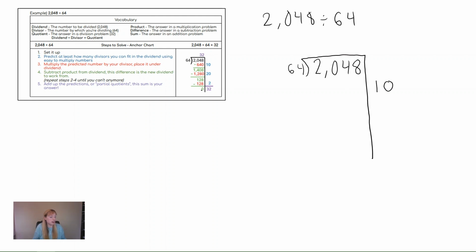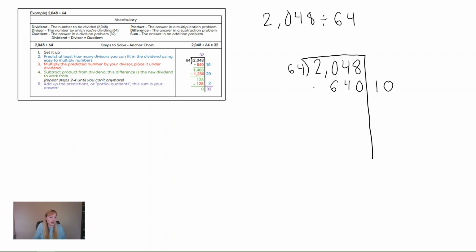I'm going to move to step 3. Multiply the predicted number, 10 in this case, by my divisor, 64, and place it under the dividend. All right, so 10 times 64, we know that that's going to be 640. And I'm placing that product, my answer in multiplication, under the dividend. Now step 4, subtract the product from the dividend. This difference will be my new dividend to work from.